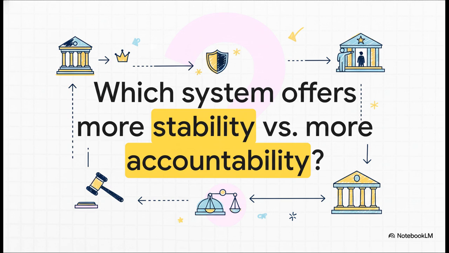Which system is more stable? Is it the parliamentary one, where you can get rid of an unpopular leader pretty quick? Or is it the presidential one, with a fixed term that guarantees you won't have a new leader every 6 months? And what about accountability? Is it better to directly elect your president, or to have a prime minister who has to answer to parliament every single day? This tension, this constant balancing act, is exactly why digging into these structures is so important for understanding how the world actually works.